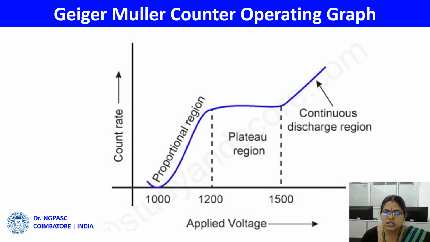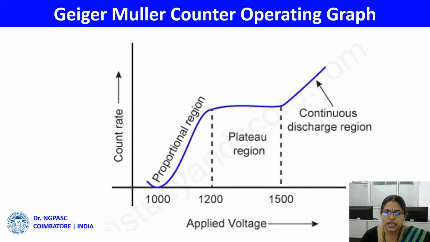This 1000 volt is a threshold voltage, below which the tube does not work. It is around several hundred volts. After this, the number of pulses is proportional to the voltage. That's why this region is called the proportional region.